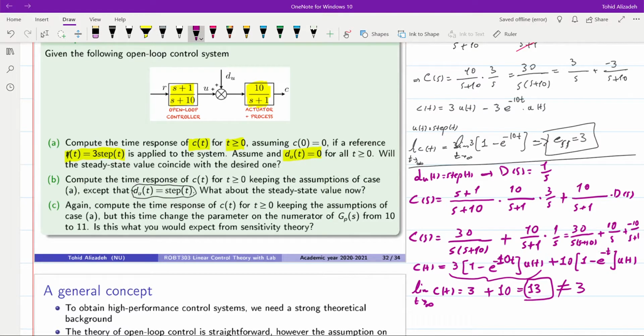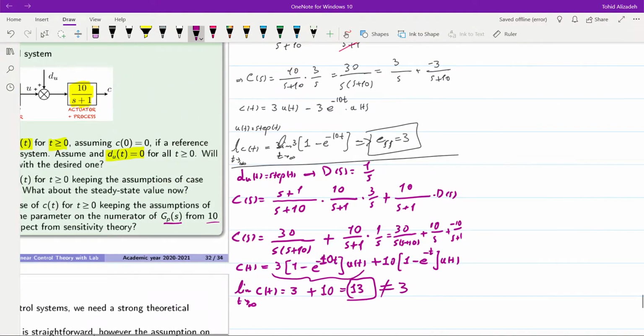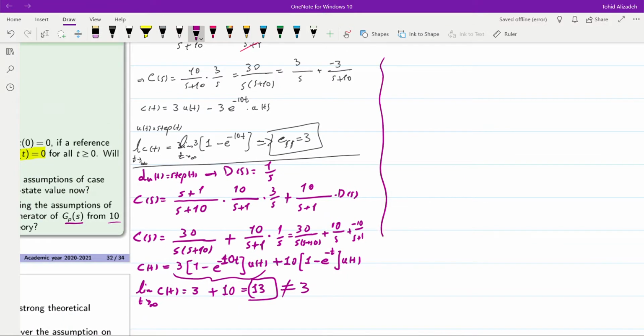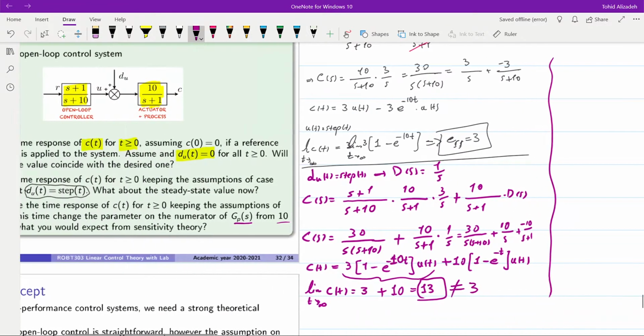Now for the last part, we want to compute the time response of C for t bigger than 0, keeping the assumptions that we had in part A, so there will be no disturbance. But this time we will change the parameter on the numerator of GP from 10 to 11. And then we will see what happens to the steady state value of the output.